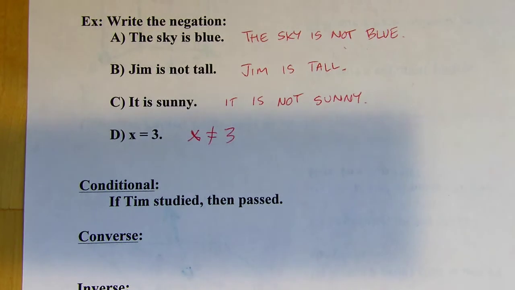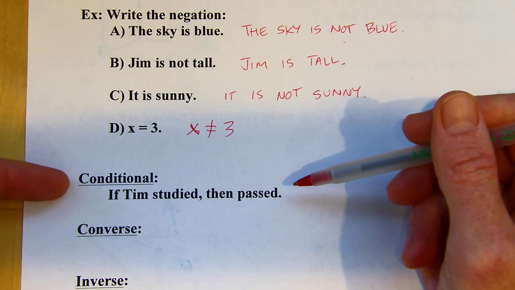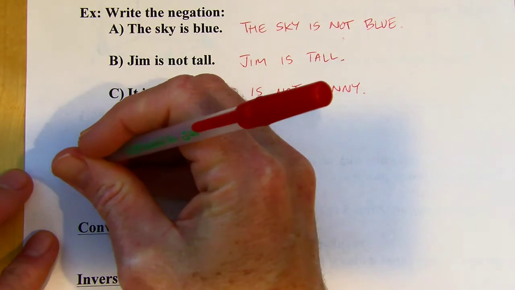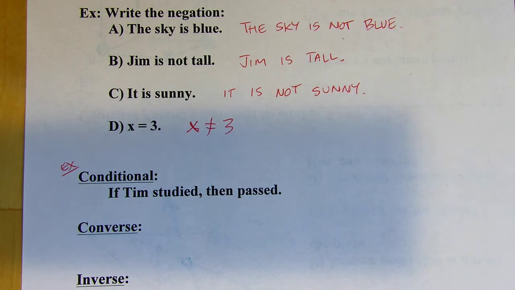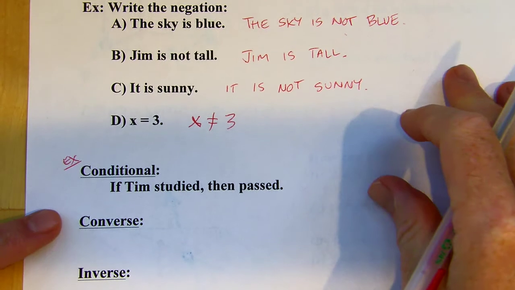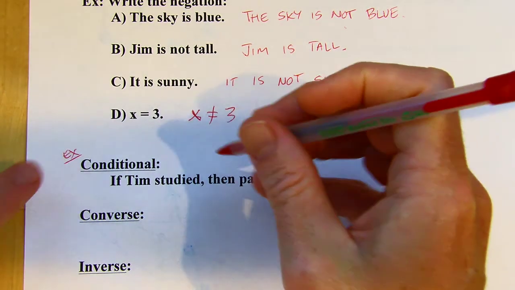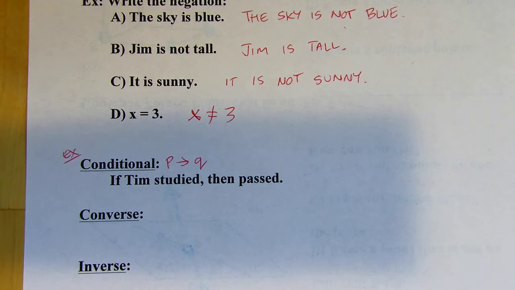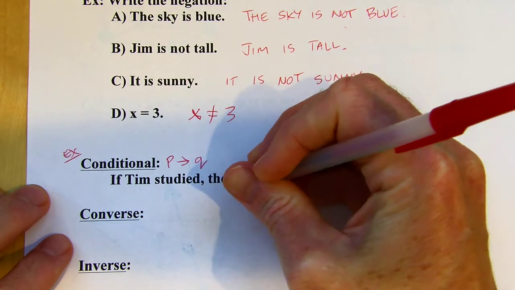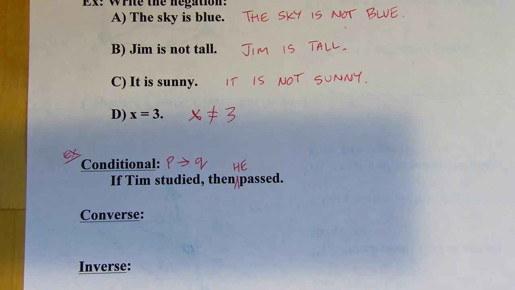Okay, on to this next bit. I've got a conditional statement here that we're given. This is a new example. I'm going to talk about some different things. This is my if-then statement, and the symbol for that is P to Q. Oh, and I forgot the word "he" here. I'll fix that on the guided notes.